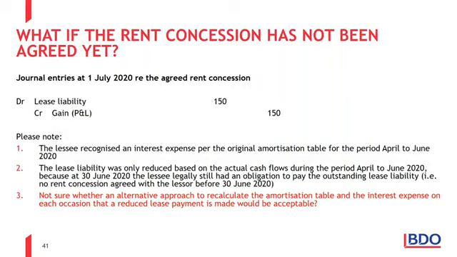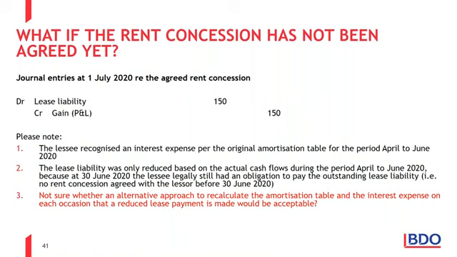At this stage, you'll redo your amortization table, and you'll just look at future lease payments, and that would have been what you previously had, because the rent concession just relates to concessions before this date.